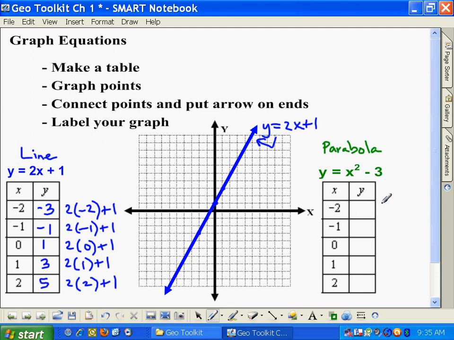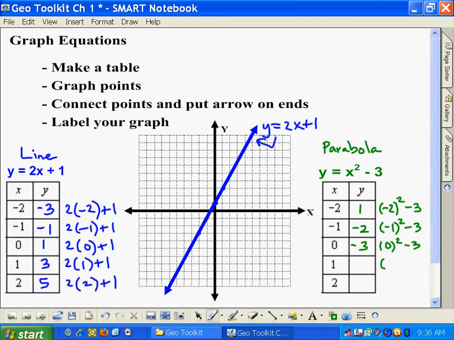So we're going to take -2 and square it, and then subtract 3. Well, -2 squared is 4, and 4 minus 3 is 1. Then we're going to take -1 and square it and subtract 3. Well, -1 squared is 1. Remember, any number times itself is a positive number, so that's going to be 1, and 1 minus 3 is -2. Then we're going to take 0, square it, and subtract 3. So that's going to be -3.